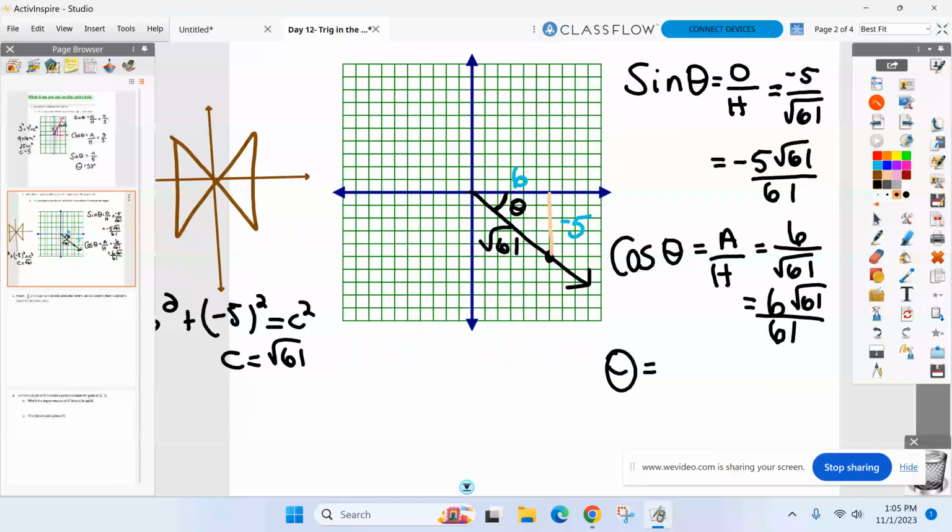And I just have a preference, if at all possible, use the one that's positive. Use one of the answers that was positive. I don't think it'll affect it, but for now, let's just use the answer that's positive. So I'm going to use cosine instead of sine here. So cosine theta equals 6 radical 61 over 61.